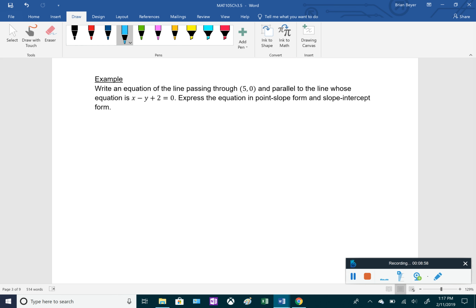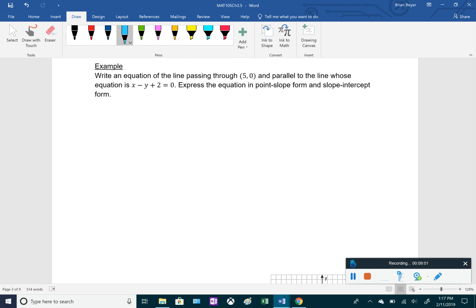Okay, and let's do one more, make it a little bit harder. Write an equation of the line passing through (5, 0). So we have x1, y1 already. It's (5, 0). We need our slope, and we're told that it's parallel to the line x minus y plus 2 equals 0. That is not in slope-intercept form yet. So what we have to do is rewrite this equation, and use the fact that the lines are parallel, so same slope, and then steal the slope.